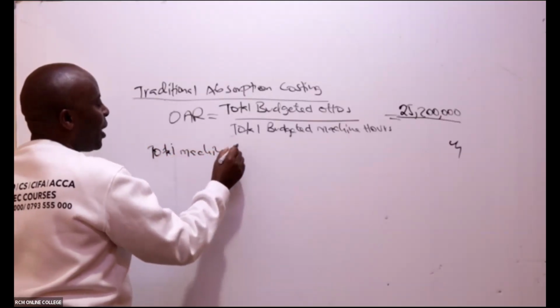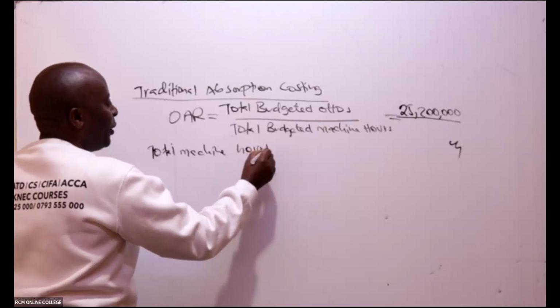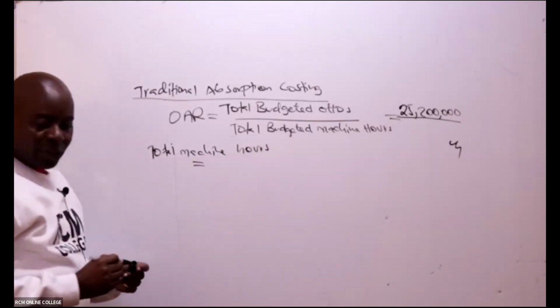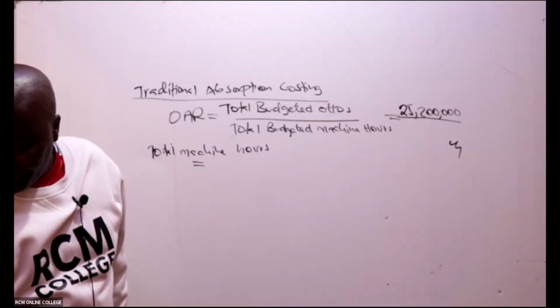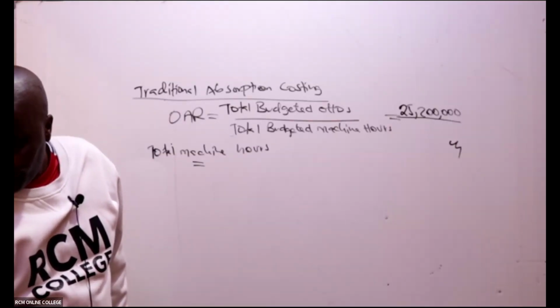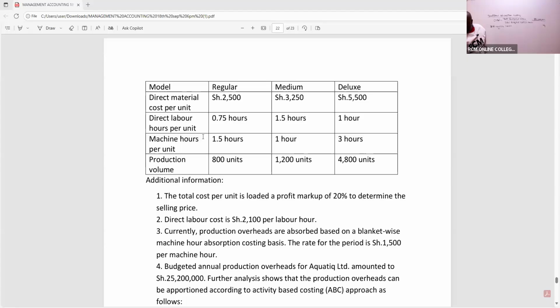So come and get the total machine hours for all the products. What do we have? You can see machine hours, but these are per unit. And we said yesterday, whenever you're given machine hours per unit or anything which is at a unit level, you must always multiply this with the number of units.